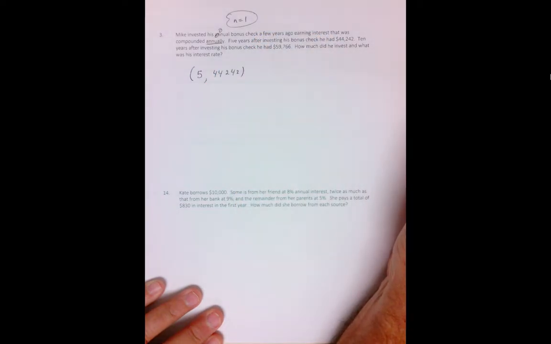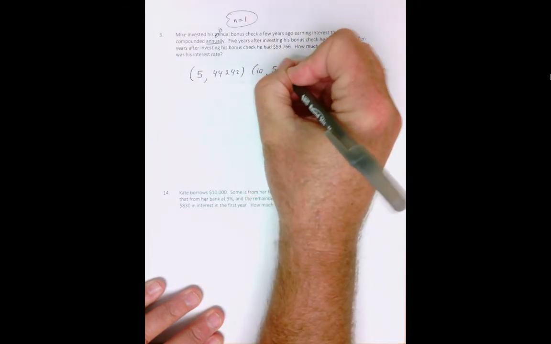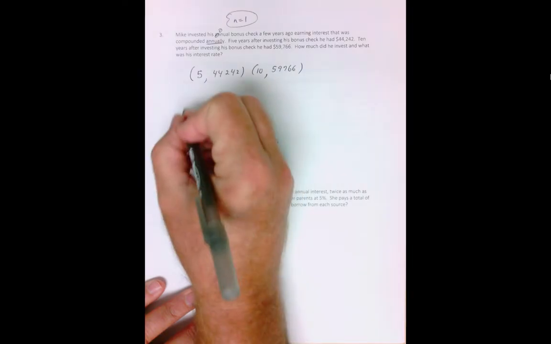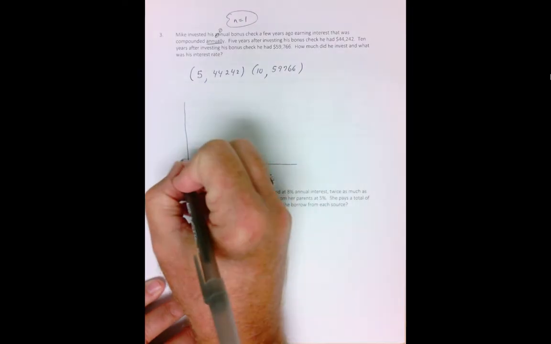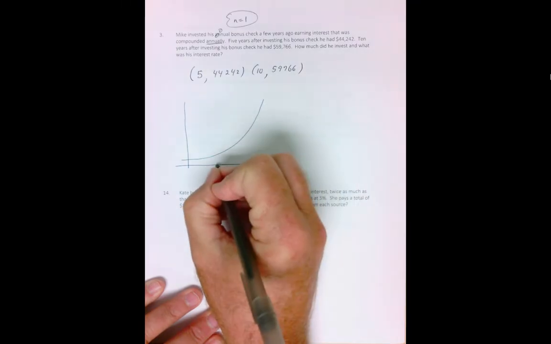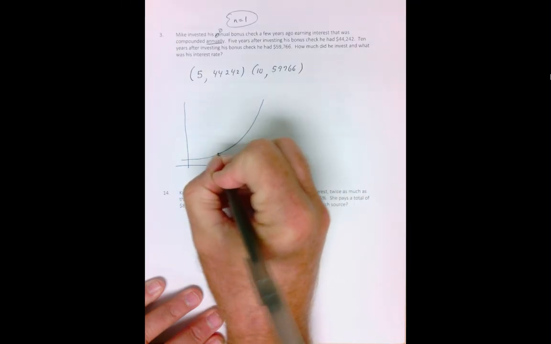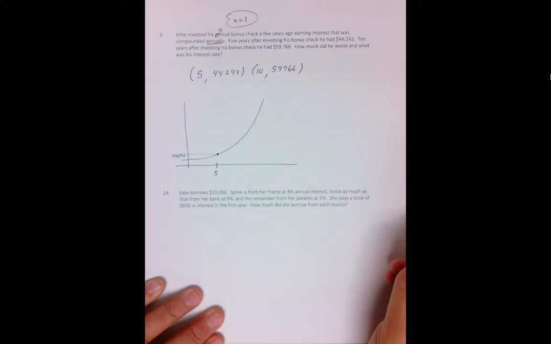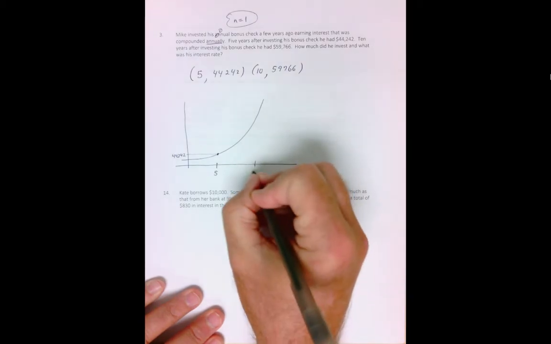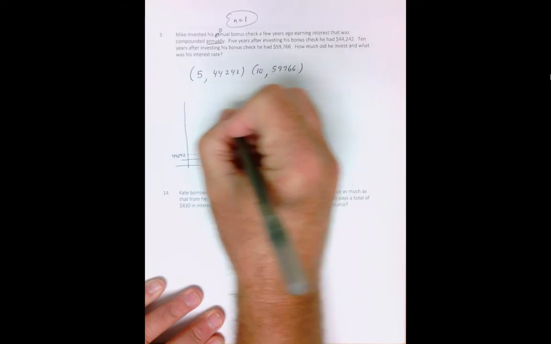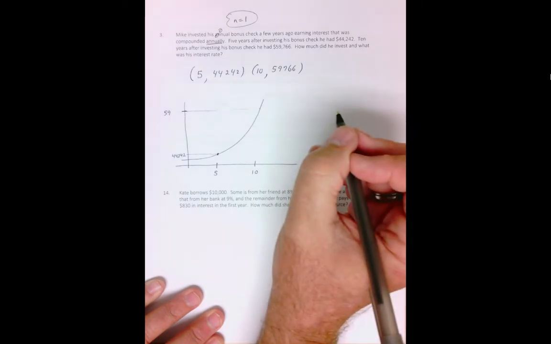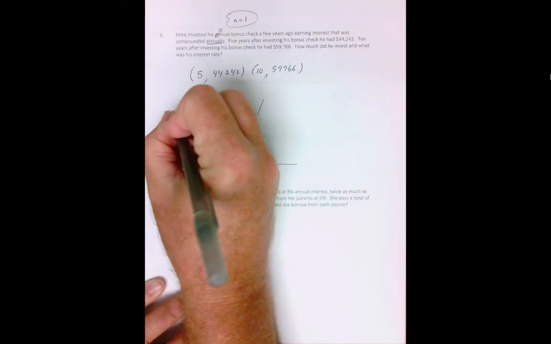We got 44,242. And 10 years later, he's got 59,766. Now what we've got to do is fit an exponential function that passes through 5, 44,242 and 10, 59,766.